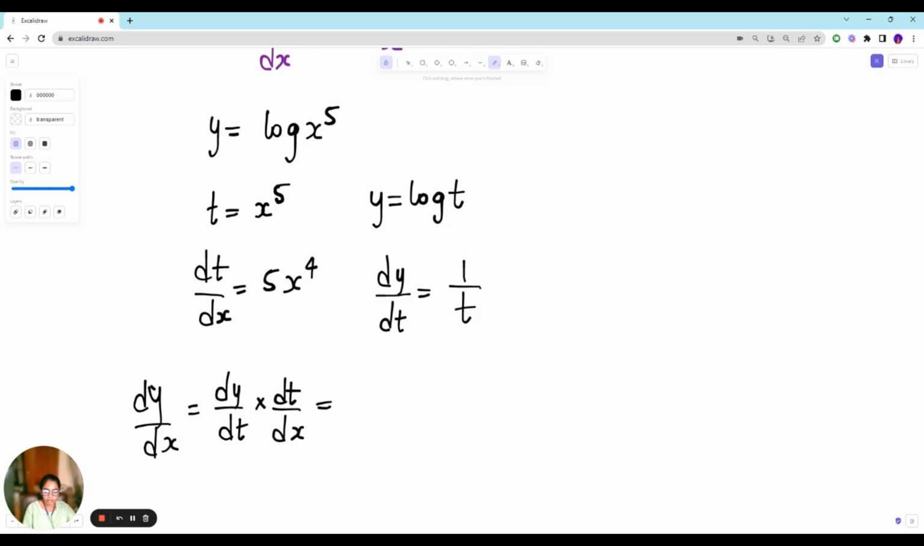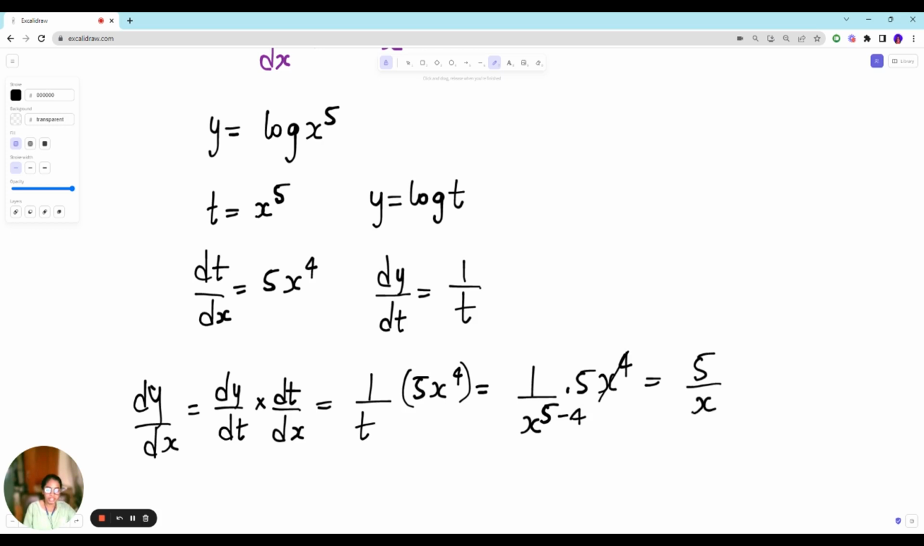Let me substitute. What is dy by dt? It is 1 divided by t. What is dt by dx? It is 5x to the power 4. Now what is t? Our t value is x to the power 5, so we have 1 by x to the power 5 into 5x to the power 4. X to the power 4 cancels, so I'll get 5 divided by x. That is our final answer.